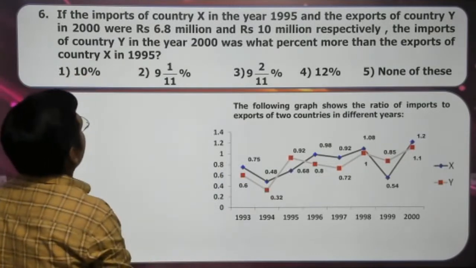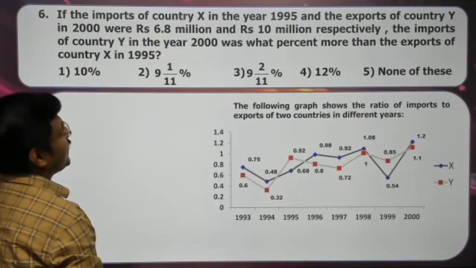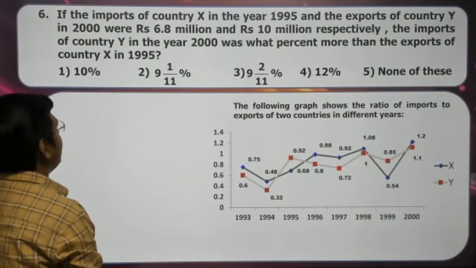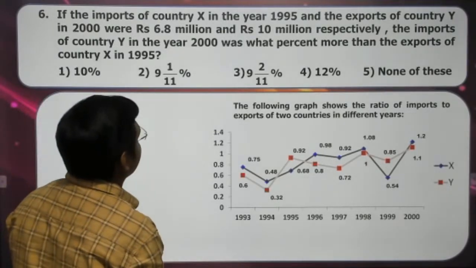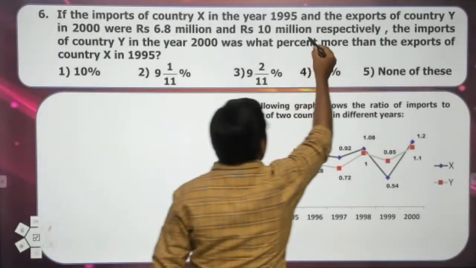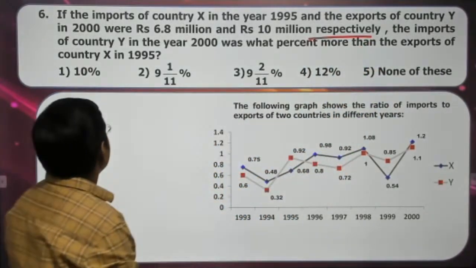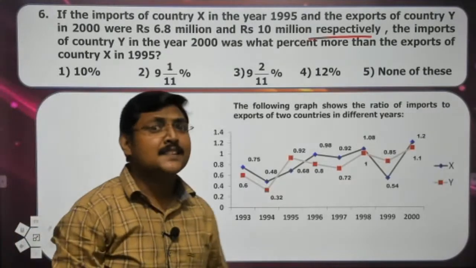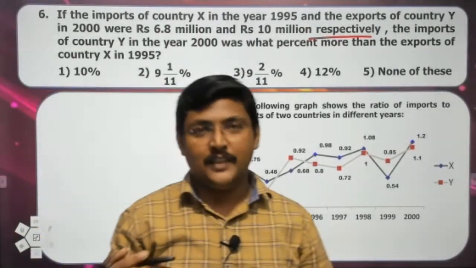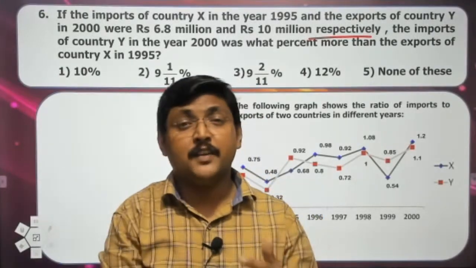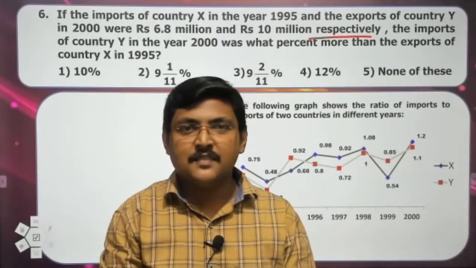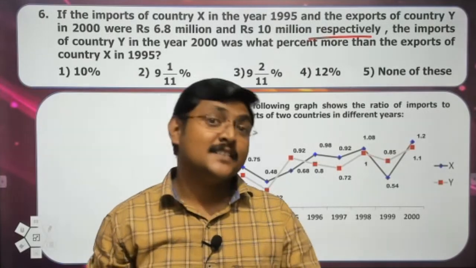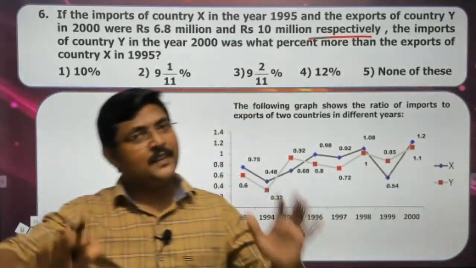If the import of country X in the year 95 and the export of country Y in 2000 were 6.8 and 10 million respectively, that is very very important, respectively, the imports of country Y in the year 2000 was what percent more than the export of country X in 95? Percent more. We know that in a data interpretation question, if we need to find percentage more, the frame is difference divided by with respect to, into 100%. Since it is percentage more, the with respect to will be the smaller number.